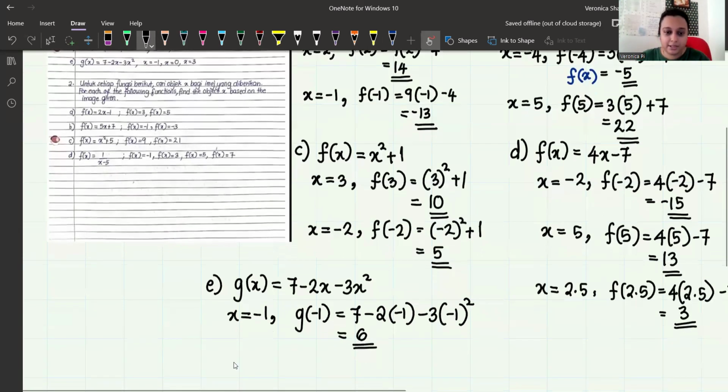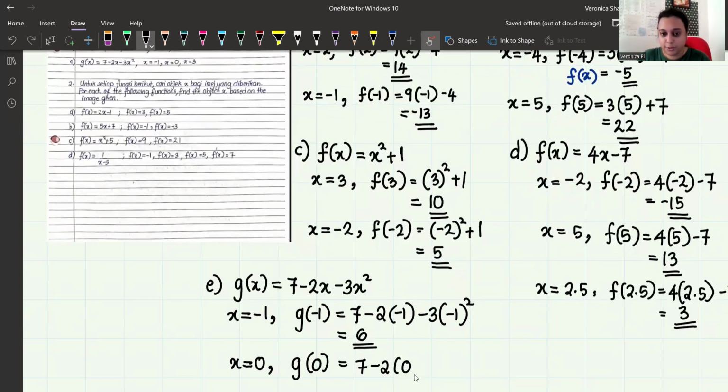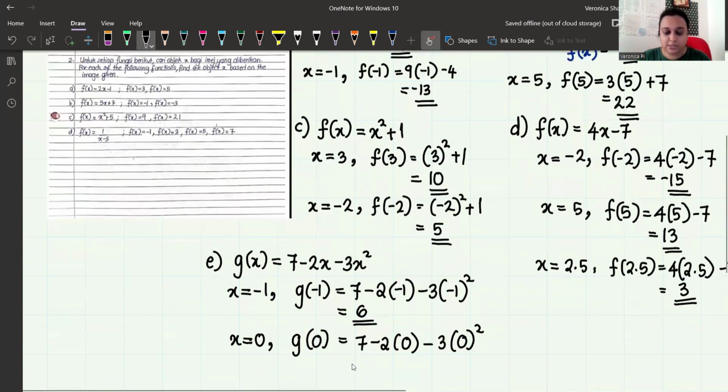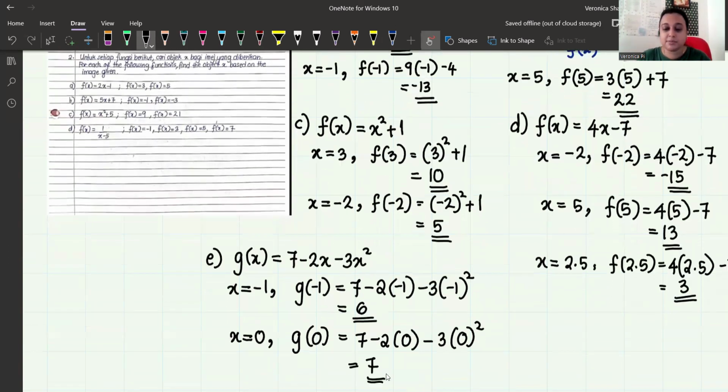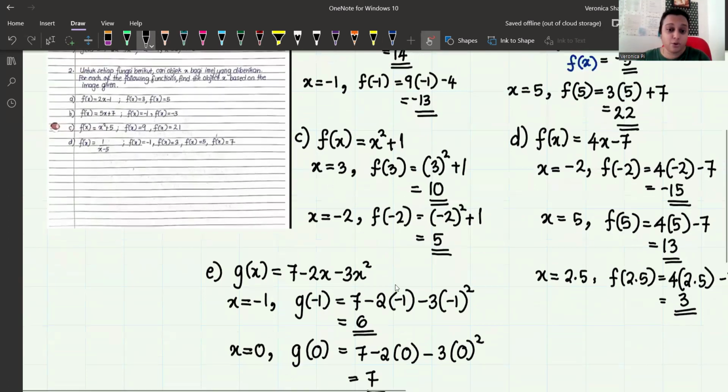Okay, the other one, when x is 0, G of 0. 7 minus 2 times 0 minus 3 times 0 squared. So here should be 7 only lah, sebab yang belakang semua dah jadi kosong.